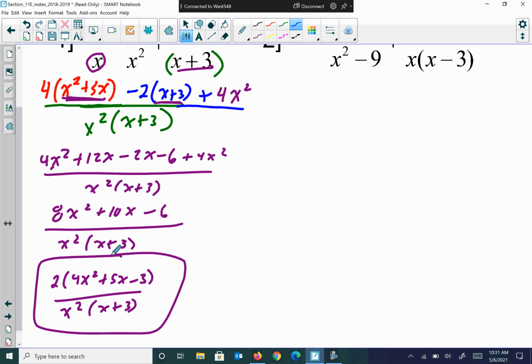I'm not seeing it. Let's see. Two numbers that multiply together give me negative 12 and add together give me 5. Not going to work. I thought they were trying to trick me on that one. All right.